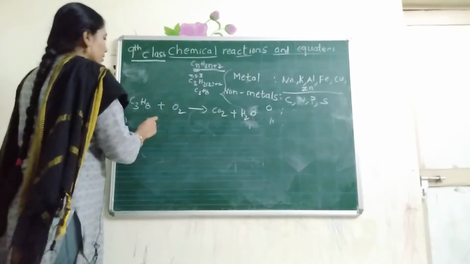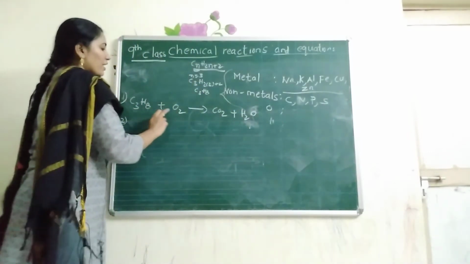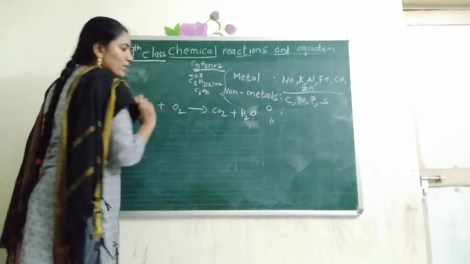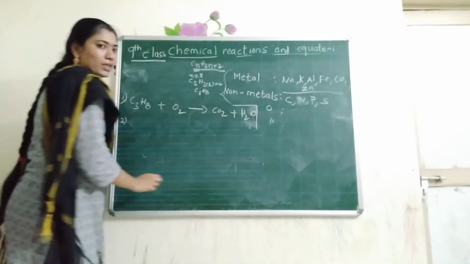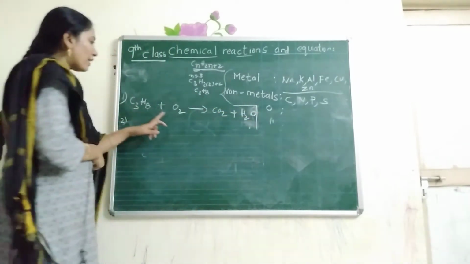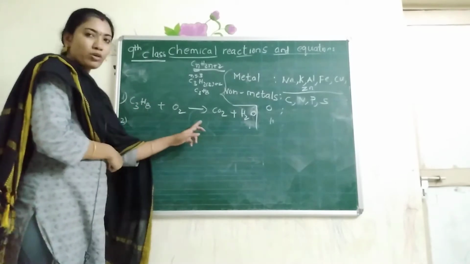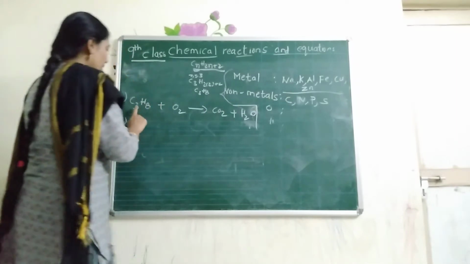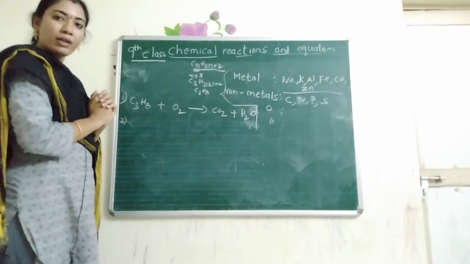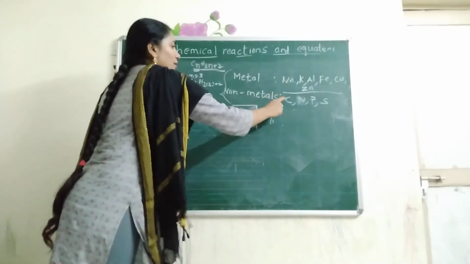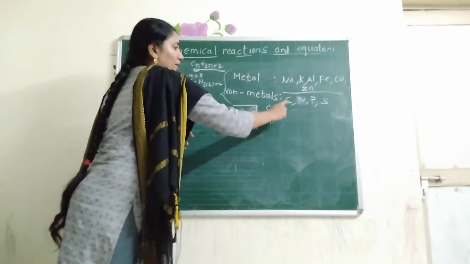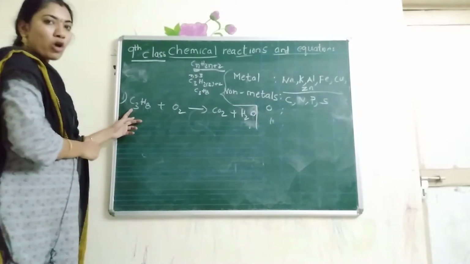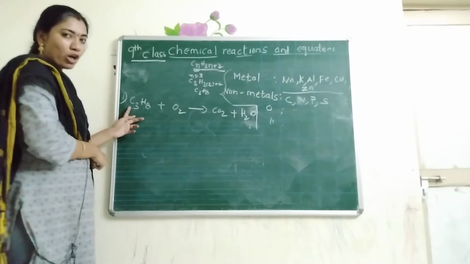Okay, what is the equation? C3H8 plus O2 gives rise to CO2 plus H2O. This is the equation, isn't it? Are there any metal atoms here? No, there are no metal atoms here. Non-metals, yes, carbon is there. So first we have to balance the carbon. Metals are not there, so what is the next priority? Non-metals. Which non-metal is present here? Carbon is present here, so we have to balance carbon.